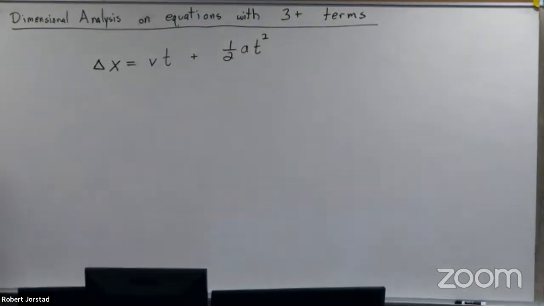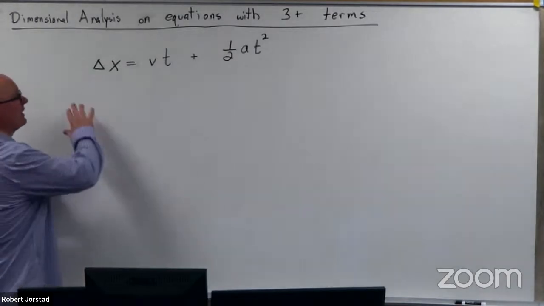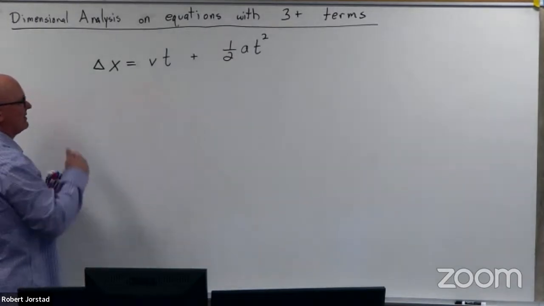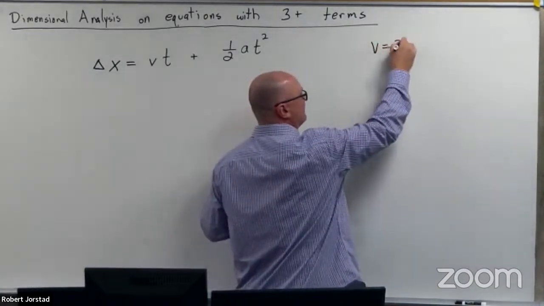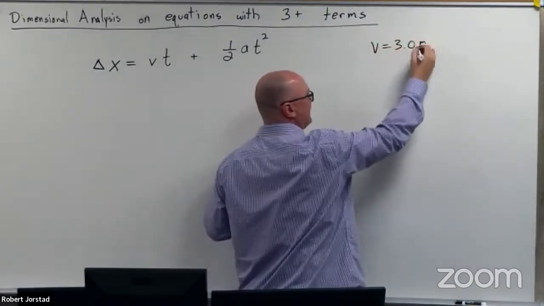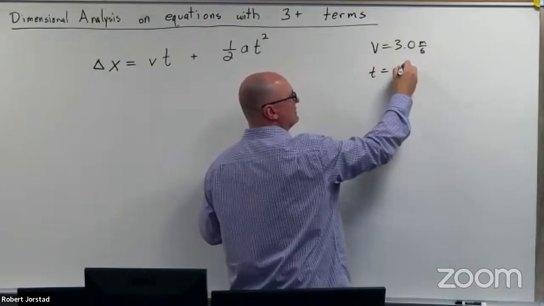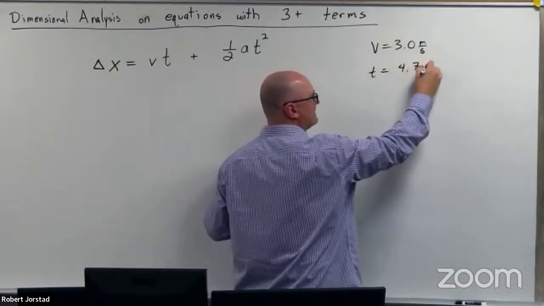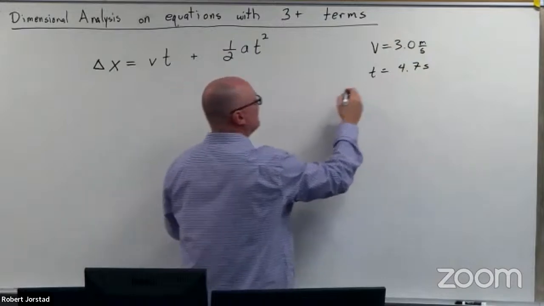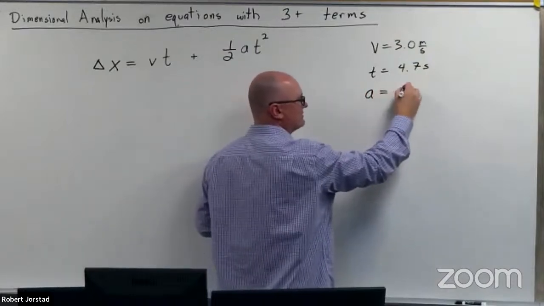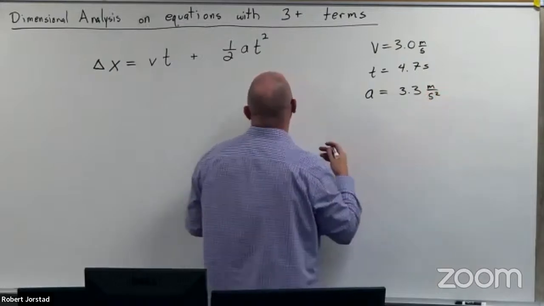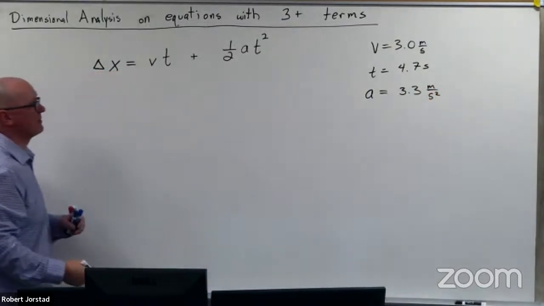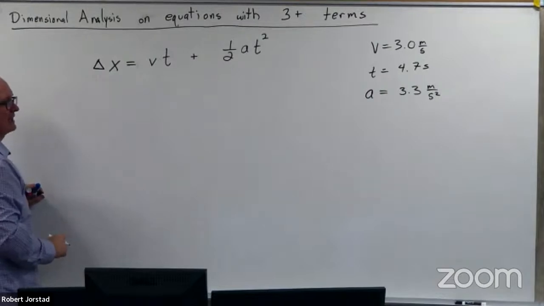Okay, when we're doing this equation, if we plug in a bunch of numbers, obviously we might have different things like, let's say V was equal to 3.0 meters per second. Let's say T was equal to 4.7 seconds. Forget about sig figs. Let's say A, which is an acceleration, was 3.3 meters per second squared. And I think that's all the terms here. You might be saying, oh, we could figure out delta X.